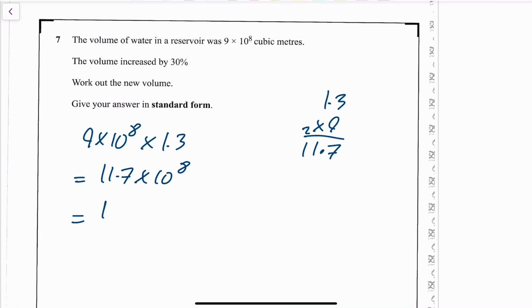Divide the 11.7 by 10 to give you 1.17. You've divided it by 10, so that 10 to the power of 8 must be multiplied by 10, so it becomes 10 to the power of 9, and the units then are meters cubed.